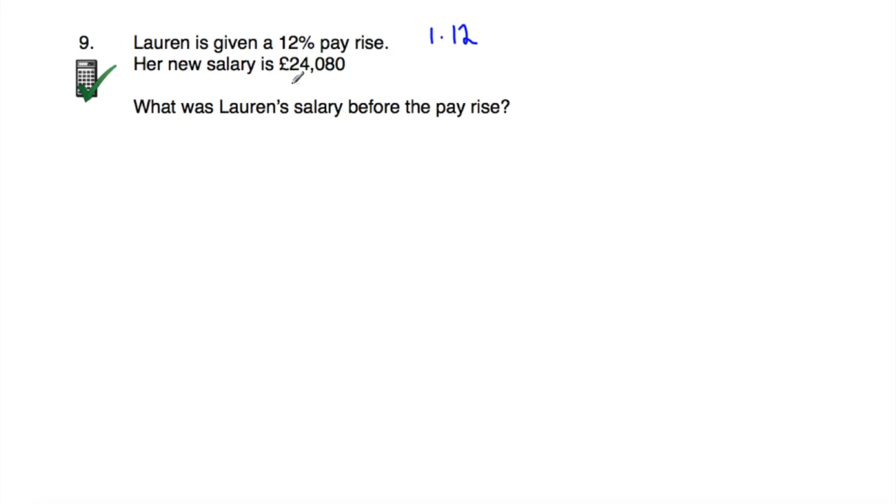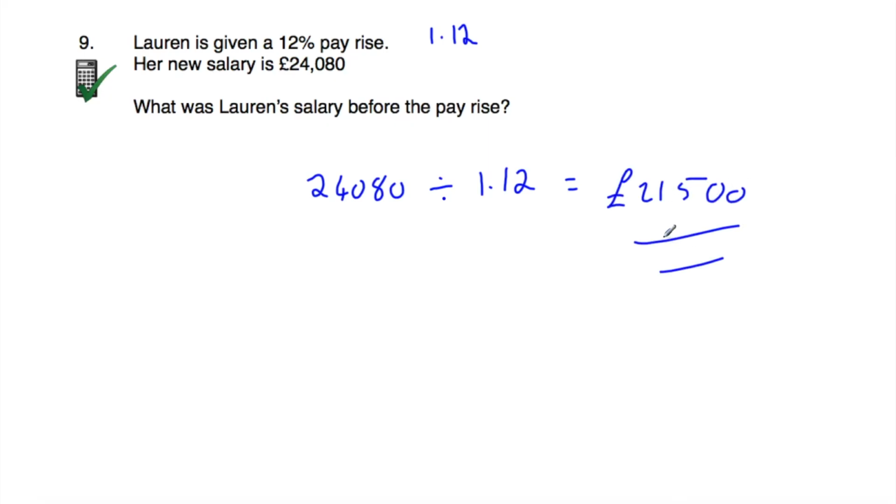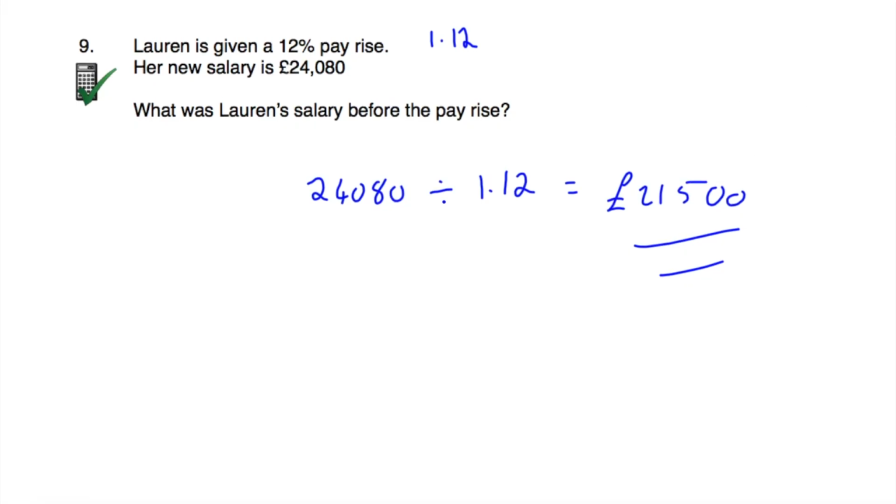So if we divide her salary now by the multiplier, we can find out what her pay was before the pay rise. If we take the £24,080 and divide it by the multiplier, 1.12, that'll tell us what Lauren's pay was before the pay rise. £24,080 divided by 1.12 is equal to 21,500. So that means that Lauren's pay was £21,500, and that's it. Okay, let's look at our next question, question number 10.